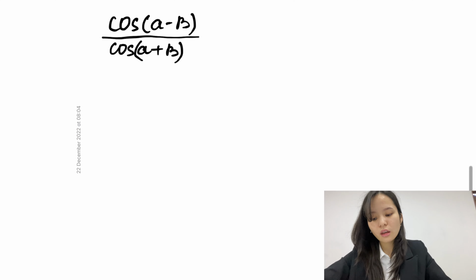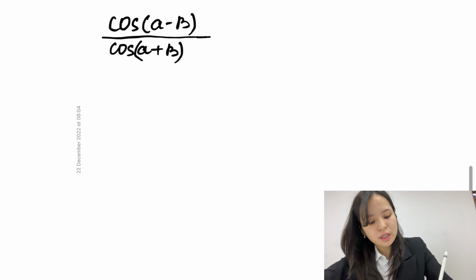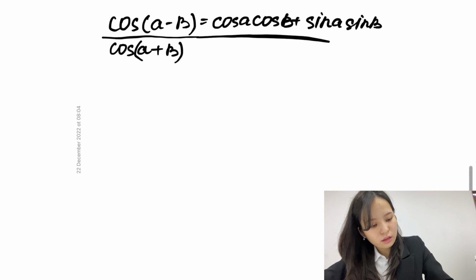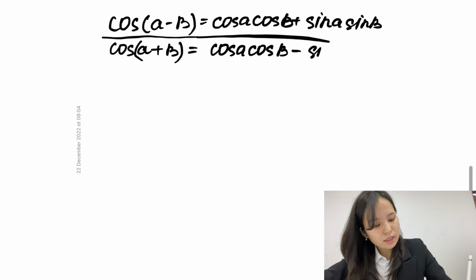Yes, we can use the product to sum or sum to product formulas, which express products of trigonometric functions as sums and the reverse. We can derive the product to sum formula from the sum and difference identities of cosine. Cosine A minus B is equal to cosine A cosine B plus sine A sine B. And cosine A plus B is equal to cosine A cosine B minus sine A sine B.